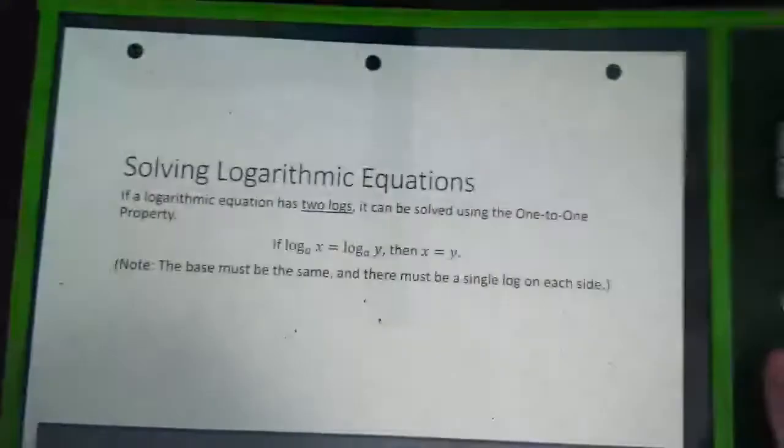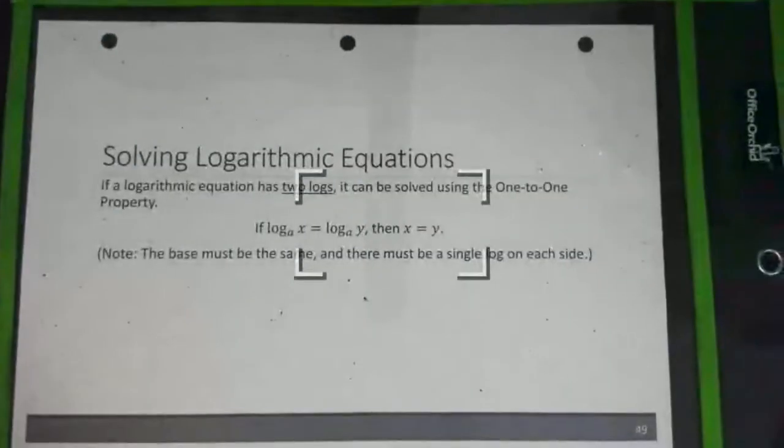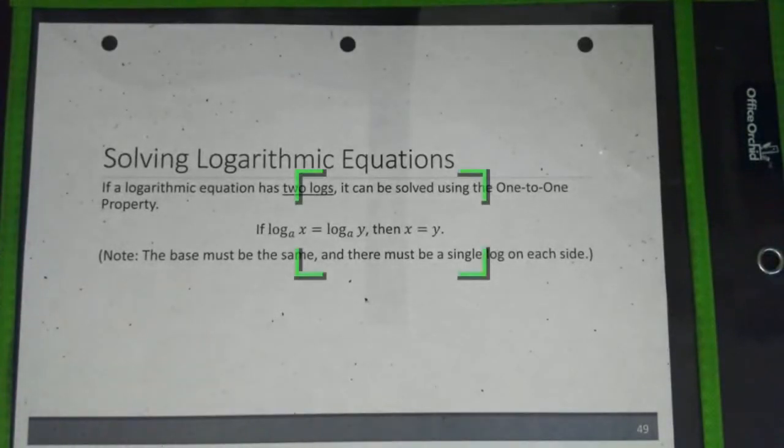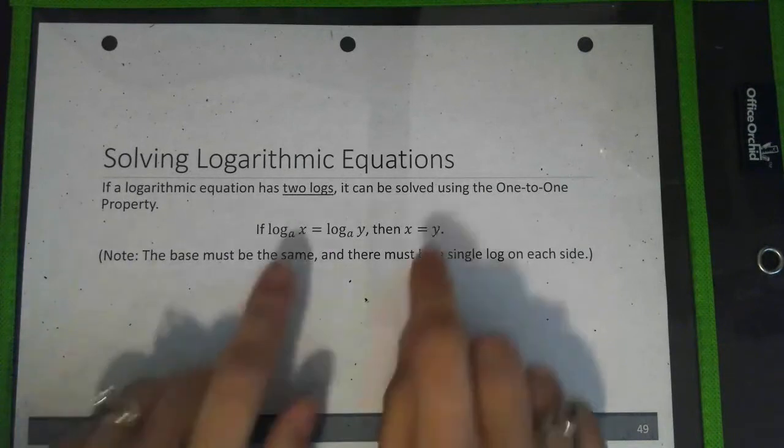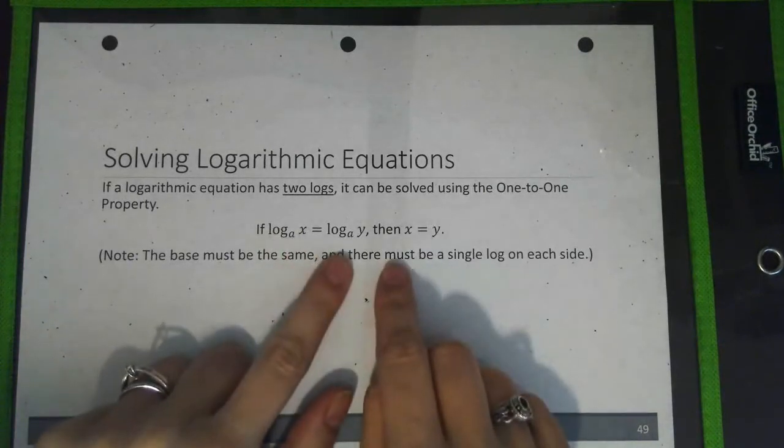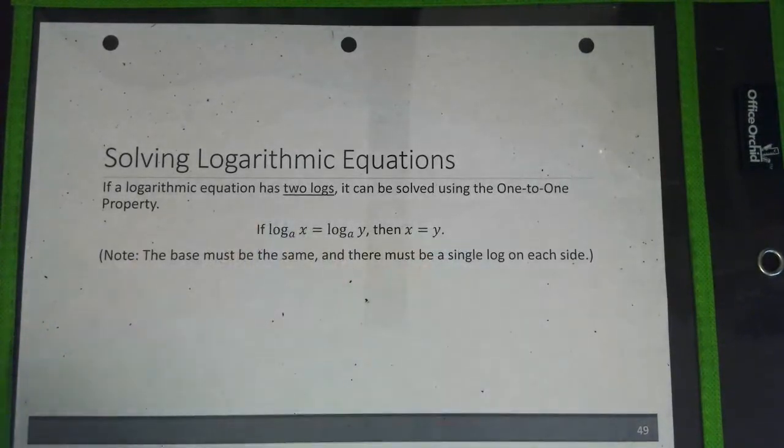So what if we have 2 logarithms? If a logarithmic equation has 2 logs, we can use what's called the one-to-one property. It says if log base a of x is equal to log base a of y, then x must be equal to y. So if the log of x is equal to the log of y, x has to be equal to y. Hopefully that makes sense. As a note, the base must be the same on both sides, and it just has to be one log on both sides. That's going to be important.